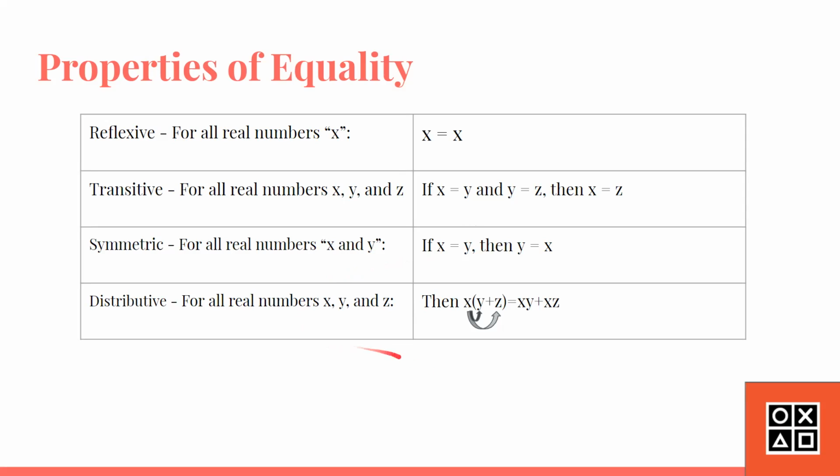The distributive property is when you multiply an expression by one variable. x times, in parentheses, y plus z equals xy plus xz. See how the x distributes itself over the parentheses?